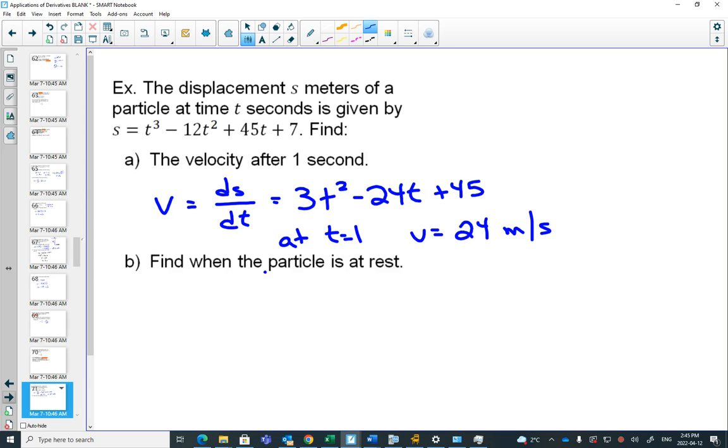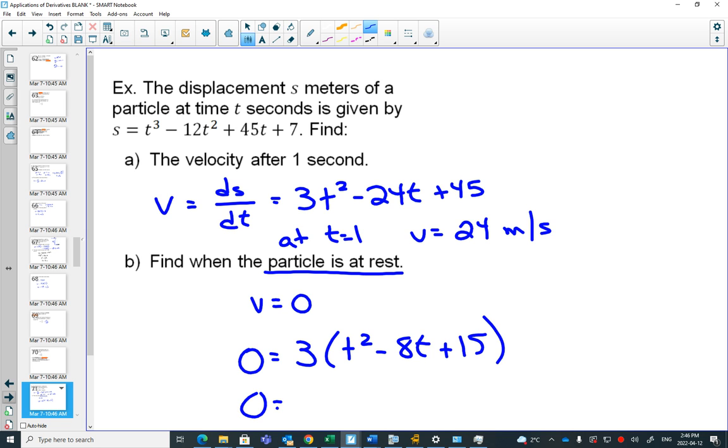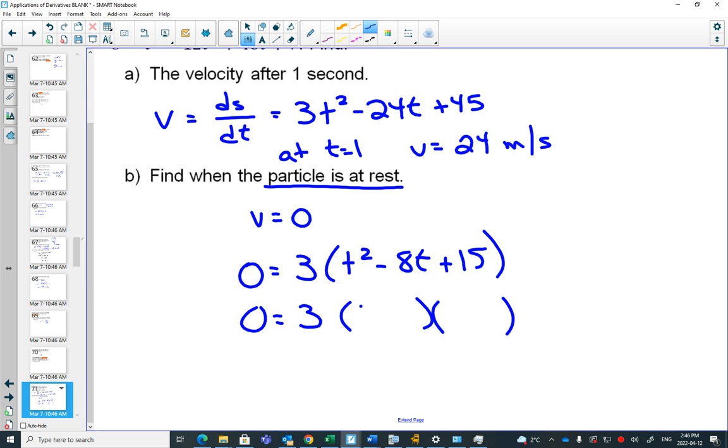What does it mean for a particle to be at rest? It's not moving. If something's not moving, what is it telling you? It has no speed, it has no velocity. So a particle at rest is telling you the velocity is 0. If the velocity is 0, we have our velocity equation. We could plug in 0 for our velocity. I have a common factor of 3 here that I'm going to take out. This question factors nicely. Don't have to use the quadratic formula.